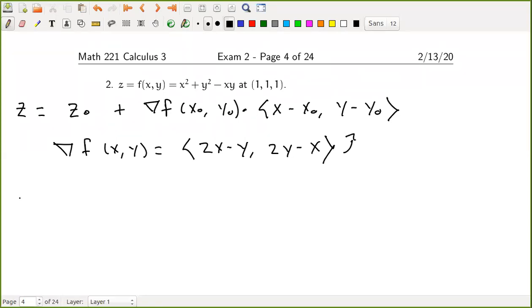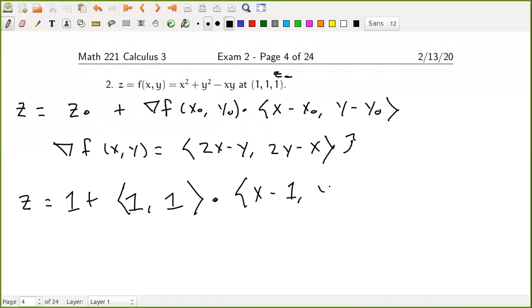So then the tangent plane is z is equal to z naught. Remember, this is z naught. So this is 1 plus, and x naught and y naught are also 1. So this is going to be plus the gradient of f evaluated where x is 1 and y is 1. So this is 2 minus 1. That's 1. This is 2 minus 1. That's 1. Dotted with x minus 1, y minus 1.